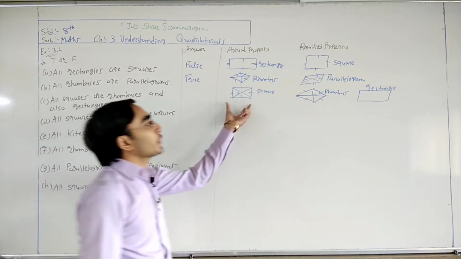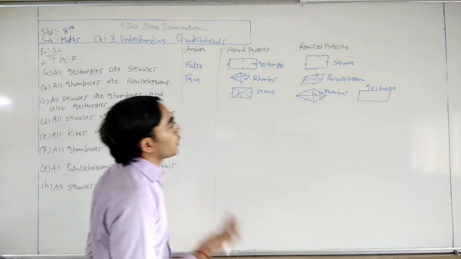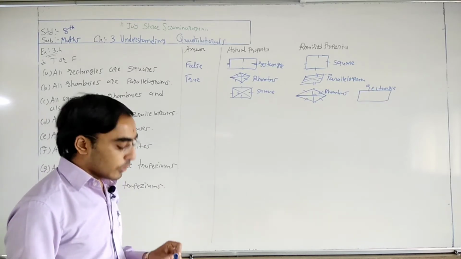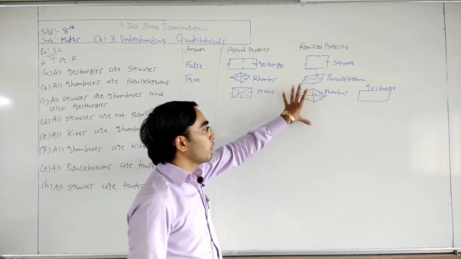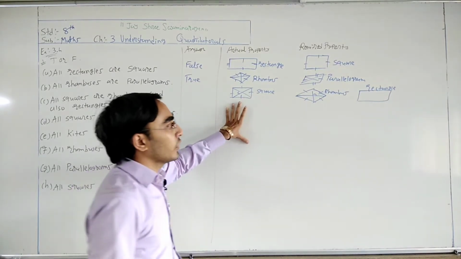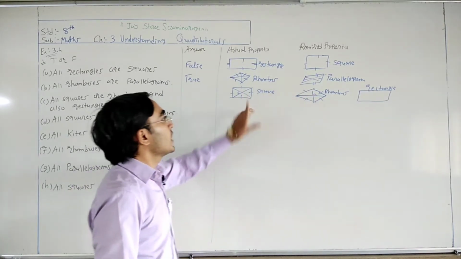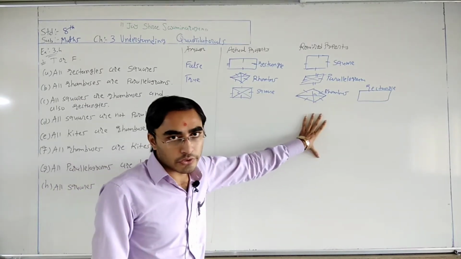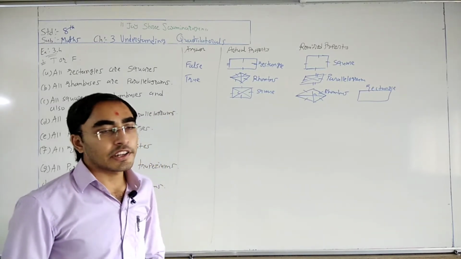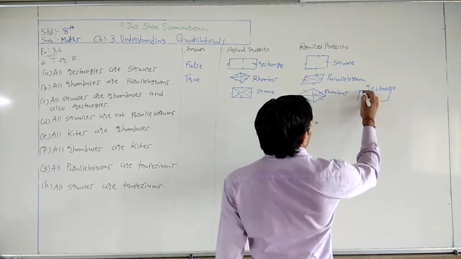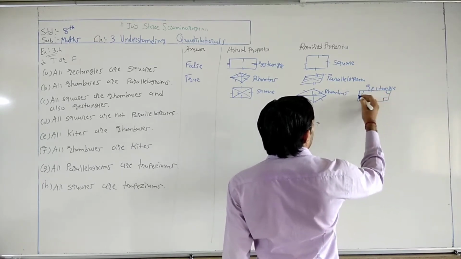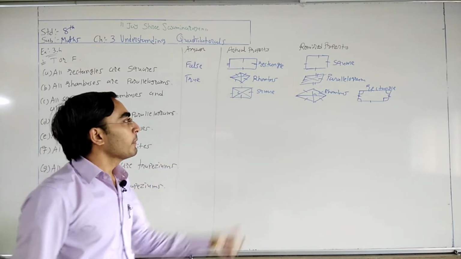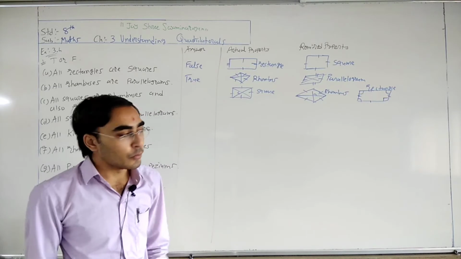So you can say that all squares are rhombuses, because a square follows all the properties of a rhombus. Now for the rectangle, what do we want? Opposite sides are equal and parallel. Here all four sides are equal, so definitely opposite sides are equal and parallel too.